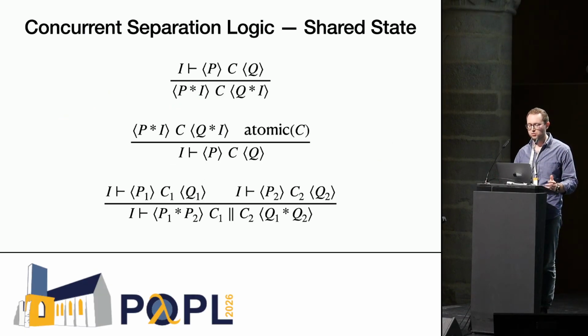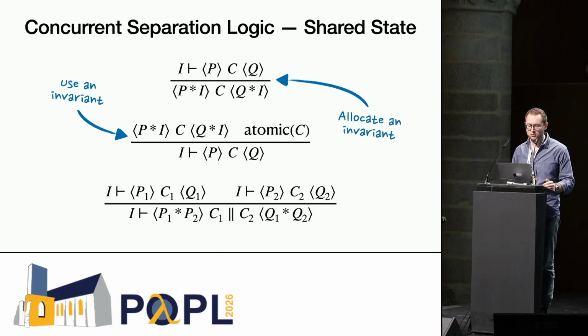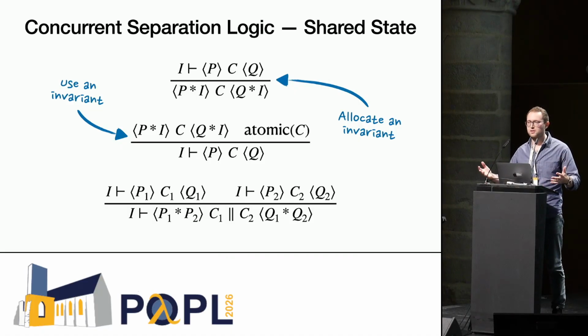And so as long as the two threads obey this contract, they can interact with shared state. And then we have additional rules to reason about shared state. So you can allocate an invariant by basically saying, if I is true at every step of the program, then it must be true before and after the program executes. You can also use an invariant. You can open an invariant because if I is true before and after the program executes, and the program is just one atomic instruction, then I is an invariant of that program. So these are the rules of concurrent separation logic.